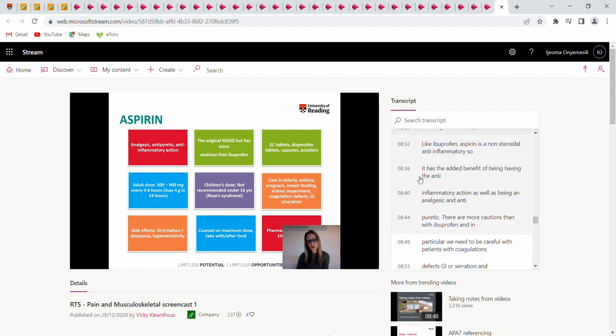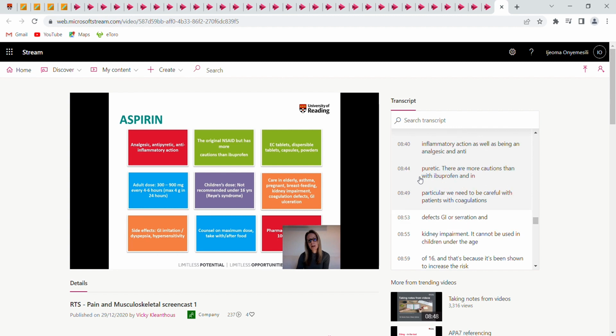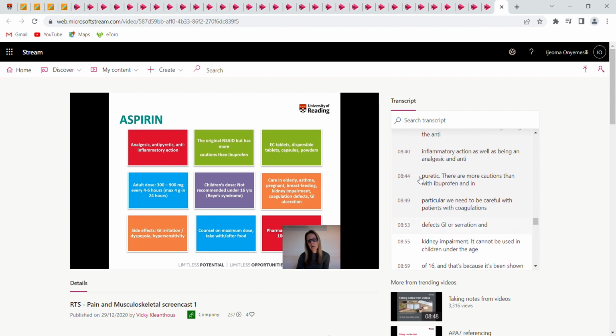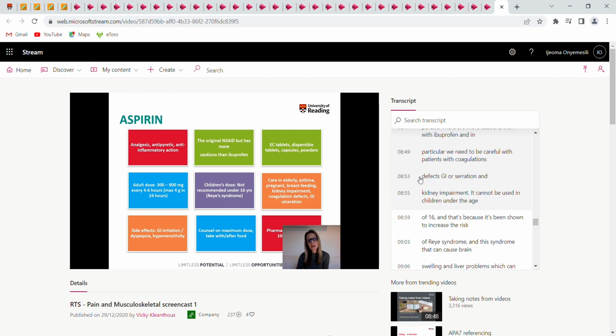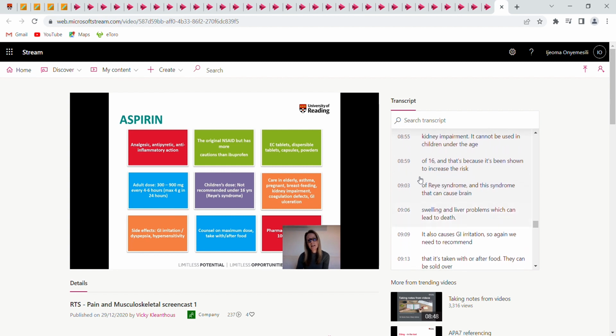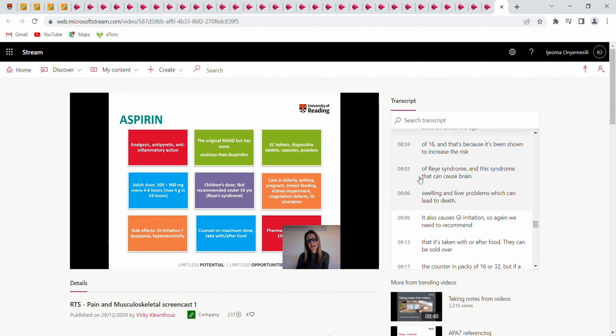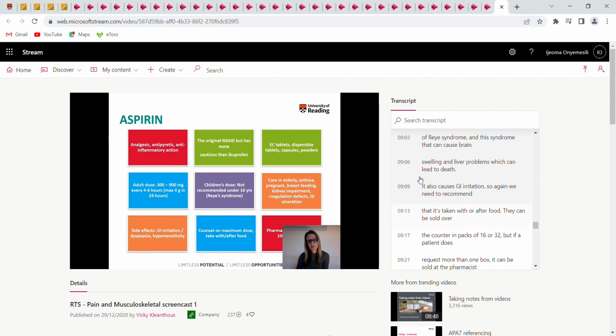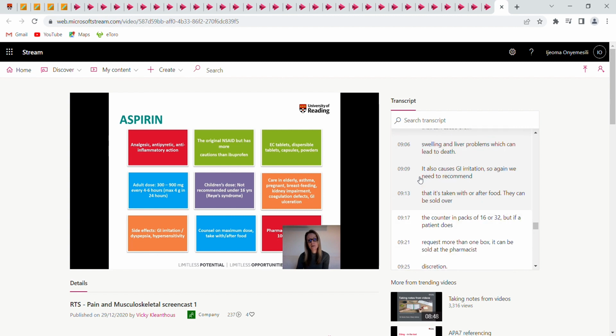There are more cautions than with ibuprofen, and in particular we need to be careful with patients with coagulation defects, GI ulceration and kidney impairment. It cannot be used in children under the age of 16, and that's because it's been shown to increase the risk of Reye's syndrome. This syndrome can cause brain swelling and liver problems, which can lead to death. It also causes GI irritation, so again we need to recommend that it's taken with or after food.